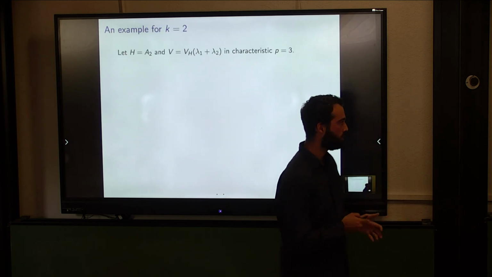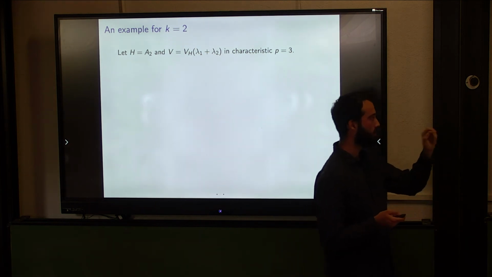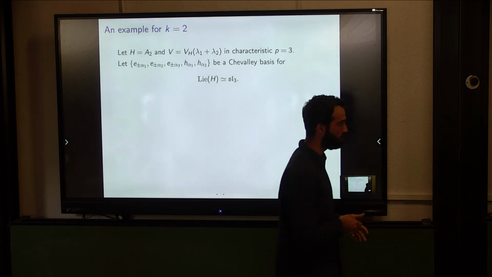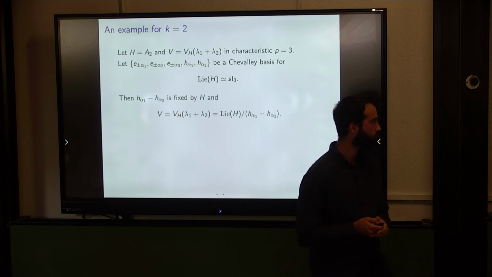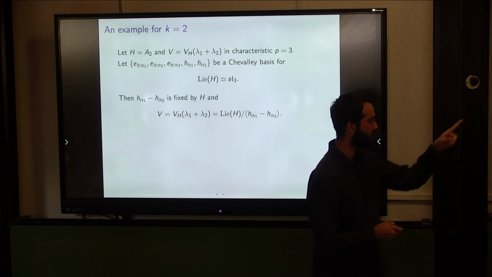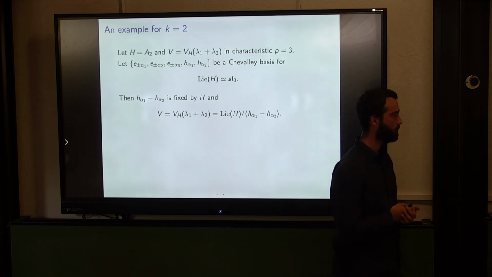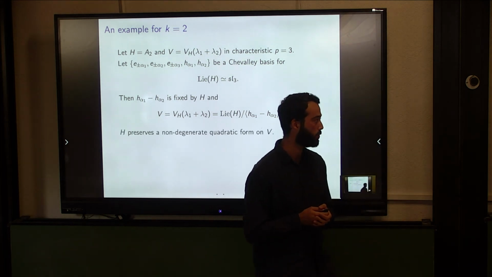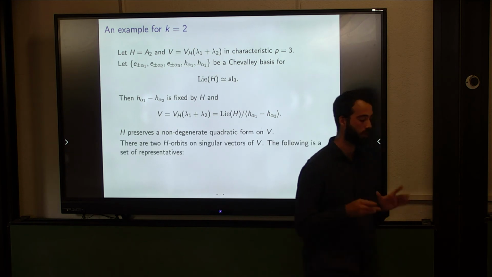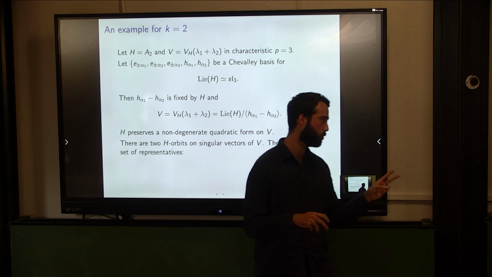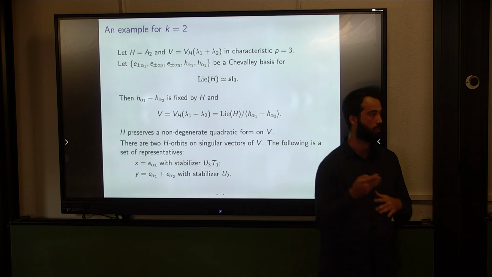Let me quickly run through the example for k equals 2. This is coming from the algebra for A2. Get the Chevalley basis from the Lie algebra. Then, because the characteristic p is assumed to be 3, there is a fixed vector; quotient out by that to get our 7-dimensional irreducible module. It's quadratic, we have a quadratic form. We already know the orbits on singular vectors, there are only 2 of them. So I can give you the representatives with the stabilizers. And then we play the same game.